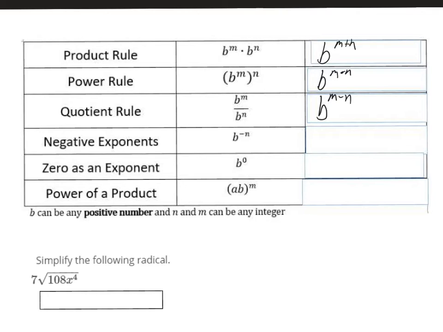A negative exponent just means if it's on the top, then it goes on the bottom of the fraction bar. Anything to the 0 power is just 1, and this one you just spread out the m's. So a to the m, b to the m.